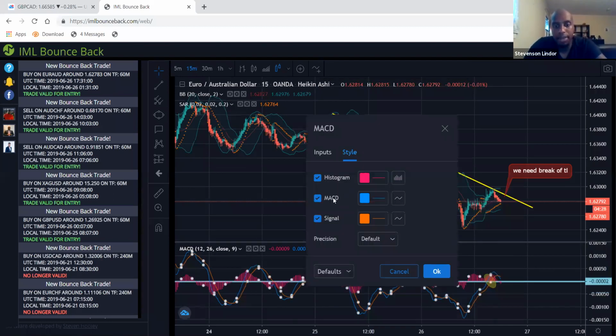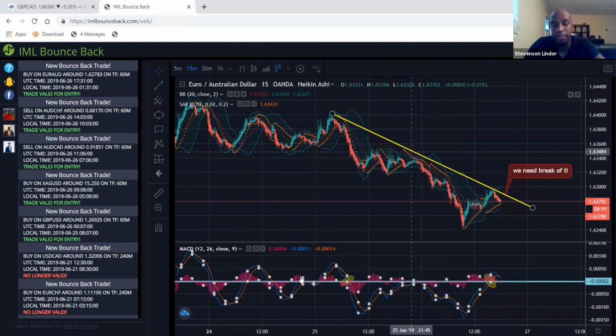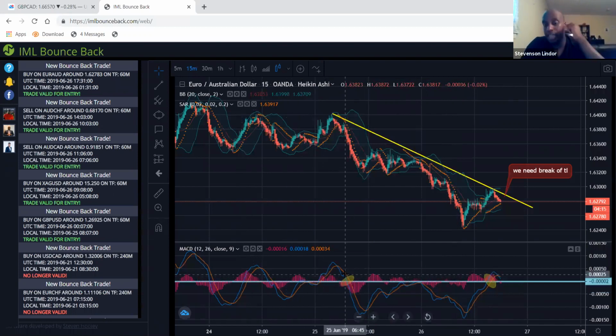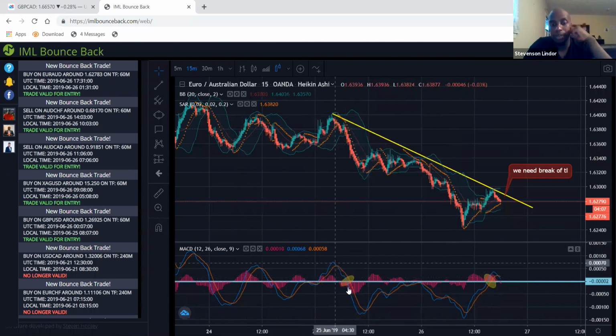So blue line is the MACD line, orange line is the signal line. And then, like I said, the one that looks like a mountain in the background is called a histogram. That measures the strength of the uptrend. So basically, in a nutshell, when the two moving averages are above the zero line, you're in an uptrend. When it's below it, you're in a downtrend.